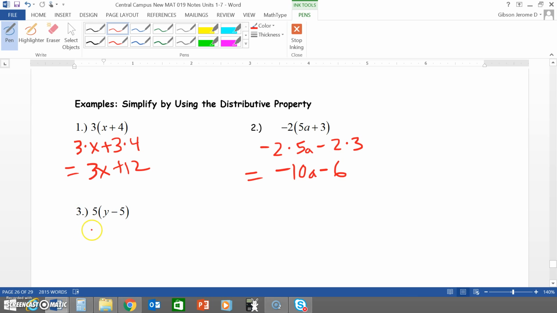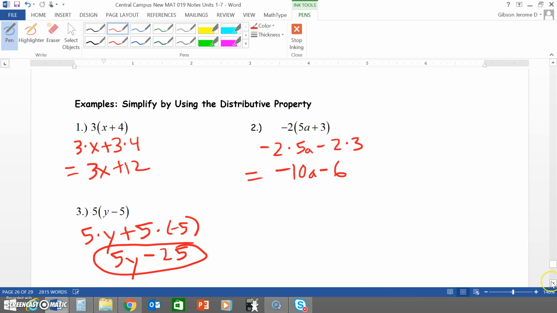Now with number 3, we'll do 5 times y. This 5 is positive, plus 5 times a negative 5. So 5 times y is 5y. The positive 5 times a negative 5 will give us a minus 25. And that is the final answer.